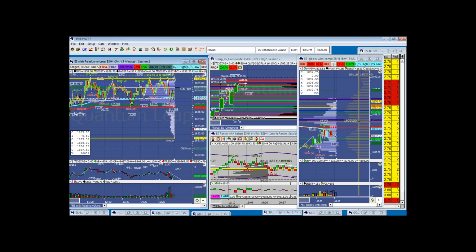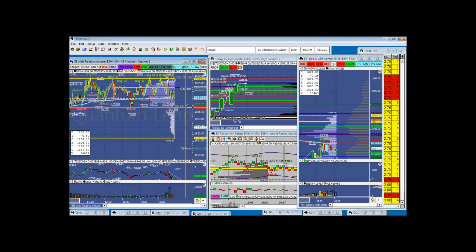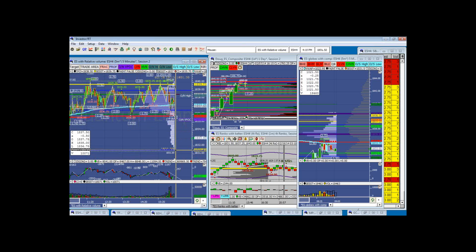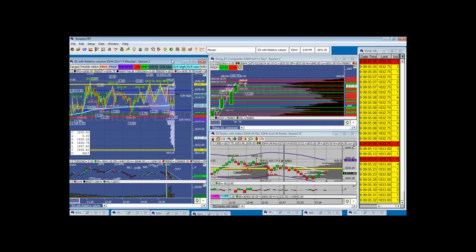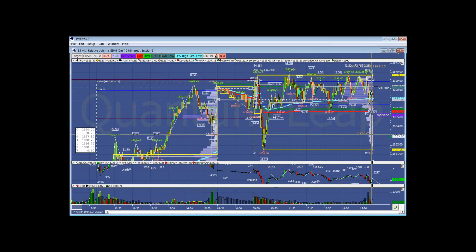And our overnight VPOC is 1835.25. So if we hold above this 3150, we're going to open up in range. Let me get rid of this. I'm going to expand this out. We're going to open up inside a range in this lower distribution that is this very thin area and not properly auctioned.